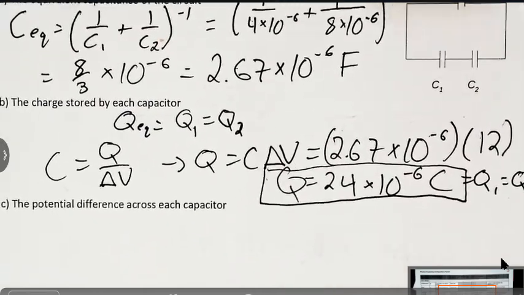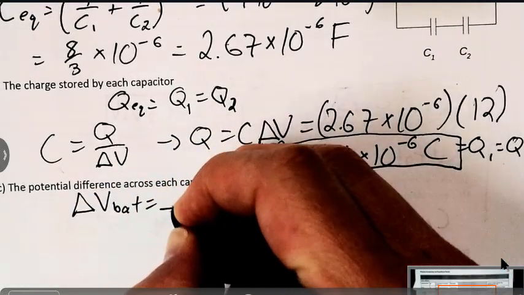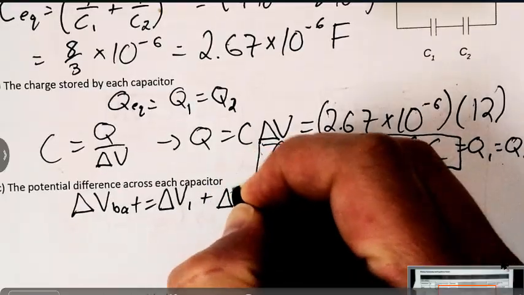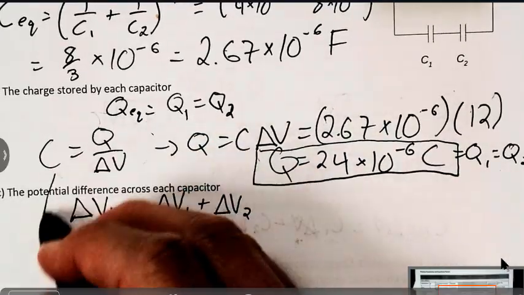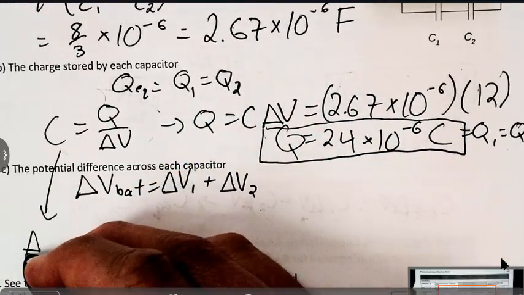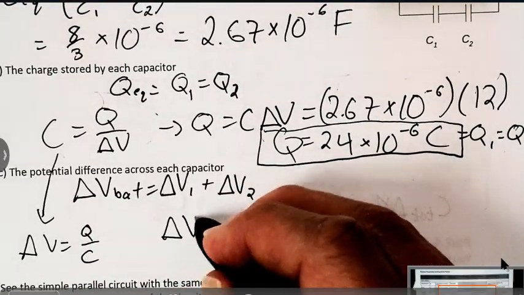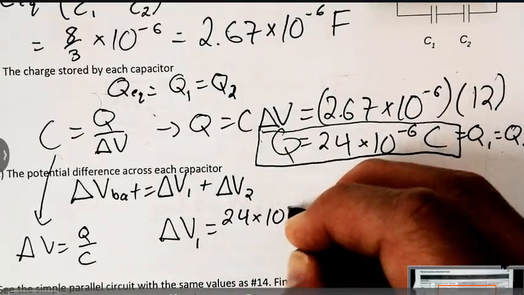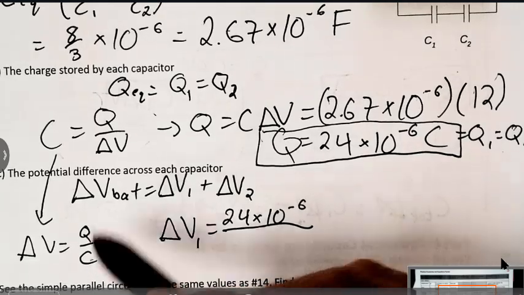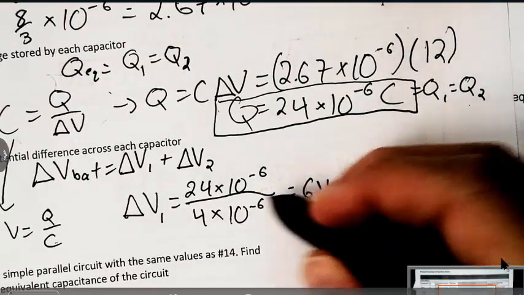Potential difference across each capacitor. So in series, we found that the potential difference across the battery is equal to the potential differences added together. So they're not the same, so I have to do a little bit more math. But I'm still going to use this formula. This formula tells me that the potential difference across the capacitor is equal to Q over C. So for 1, the potential difference is Q, which is 24 times 10 to the minus 6th, over C, and the capacitance for 1 is 4 times 10 to the minus 6th. So this equals 6 volts.